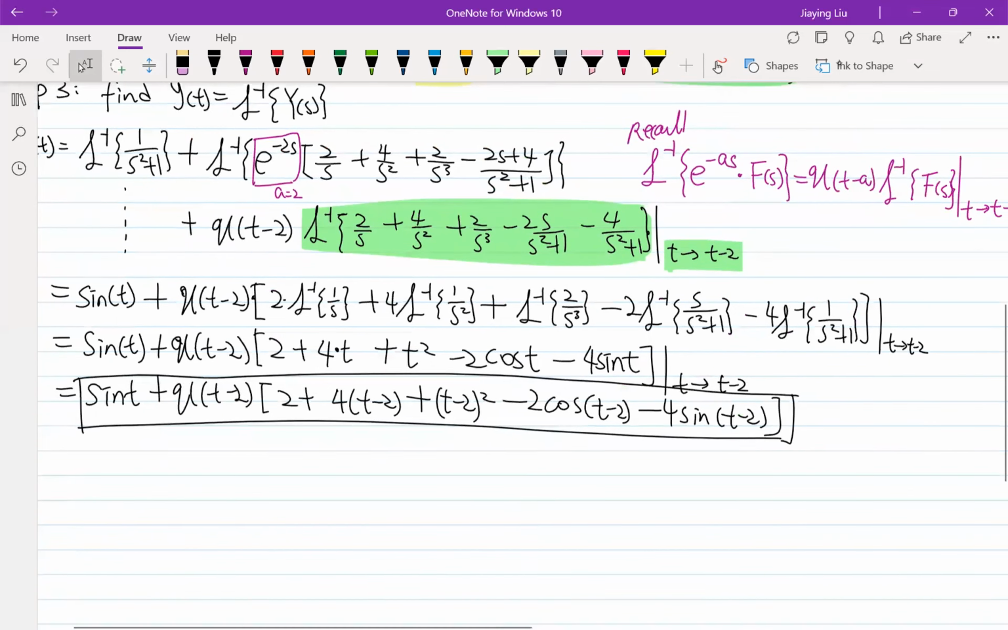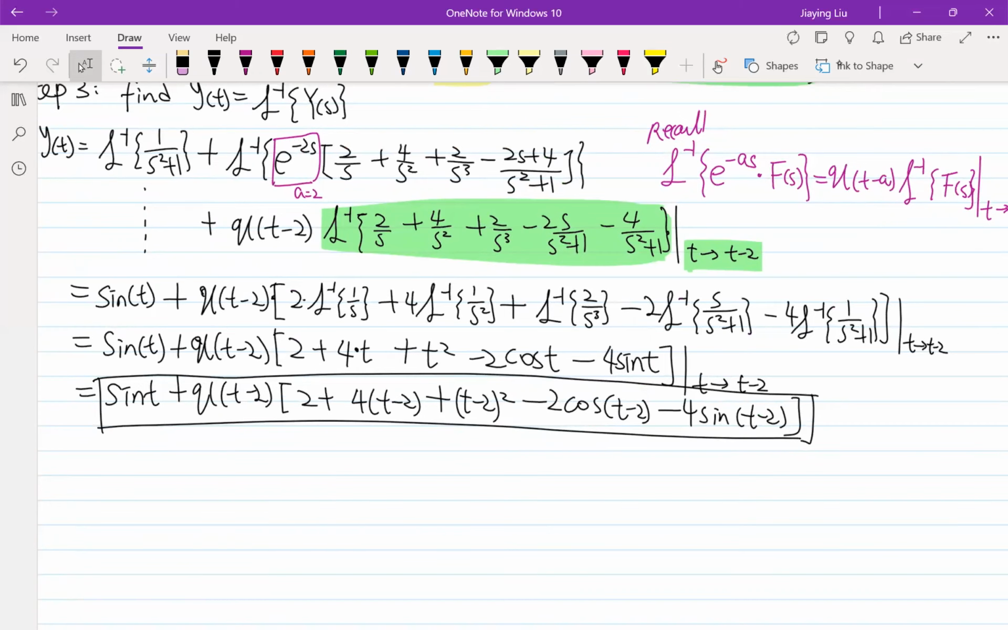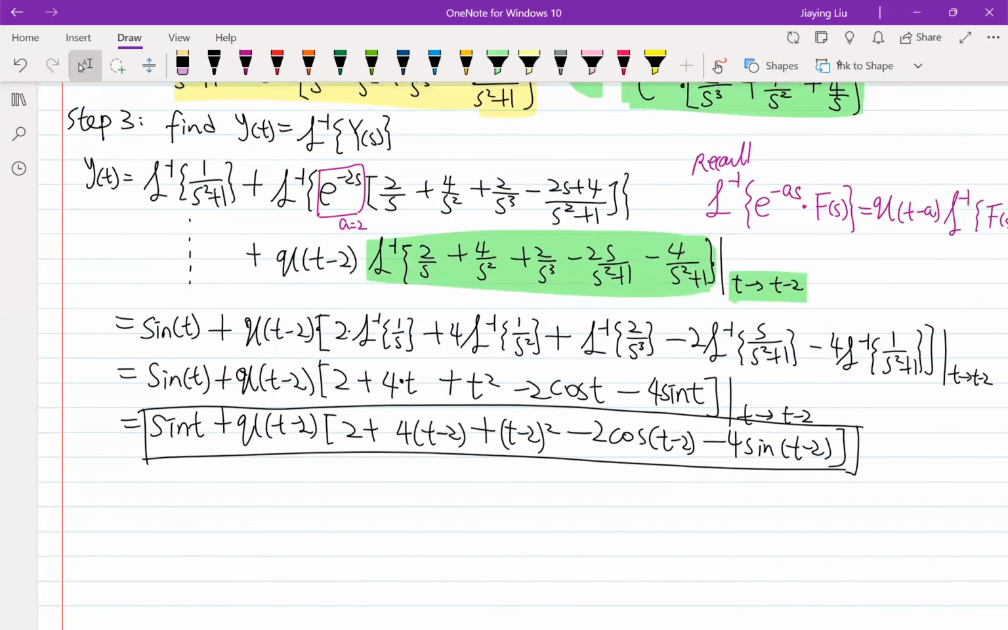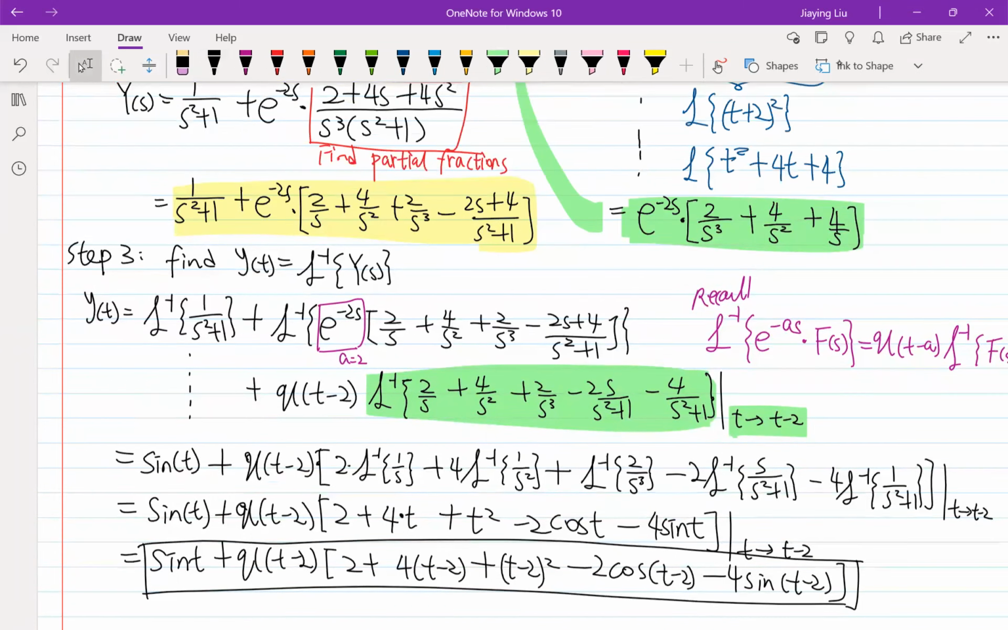Any questions on that? If you have any questions, feel free to unmute yourself and ask, or put it in the chat box. It's not an easy problem. But it's a good practice problem to do because it really uses a lot of techniques with the Laplace transforms.